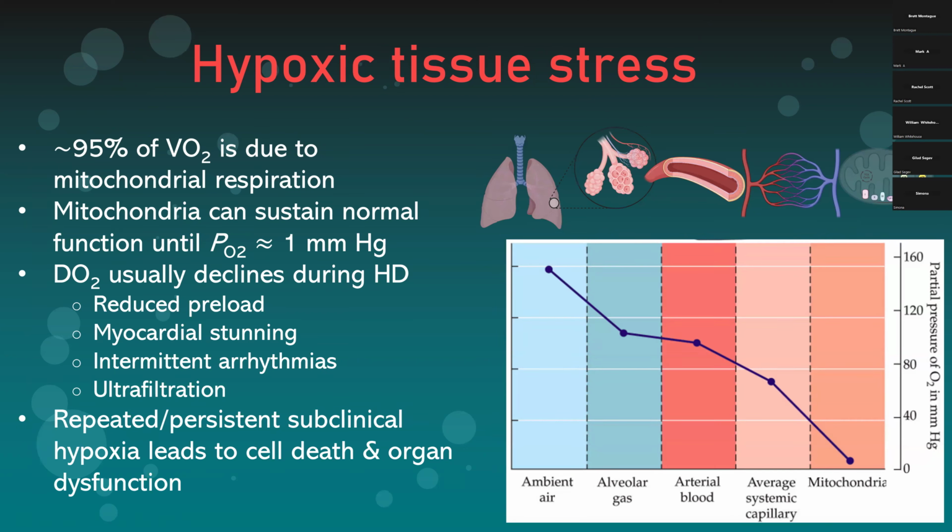But a lot of the time in most hemodialysis treatments, oxygen delivery will decline to some degree. Many reasons, so some of it being the reduced preload because we're ultrafiltering, we're pulling off a volume of blood at the start of the treatment, myocardial stunning that we talked about, potentially arrhythmias, even if they're intermittent. And certainly, again, as we mentioned before, that repeated or persistent subclinical hypoxia can initially be reversible, but ultimately may start to lead to cell death and organ dysfunction.